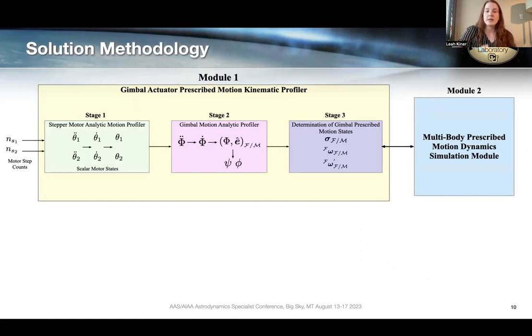The formulation described in this work is encapsulated in this yellow module 1 called Gimbal Actuator Prescribed Motion Kinematic Profiler. And here we have 3 stages in this profiler that I'm going to be elaborating on in the next few slides. But first, as a general outline, we are assuming that we have a commanded number of stepper motor step counts. So each motor has an associated number of steps that it needs to take.